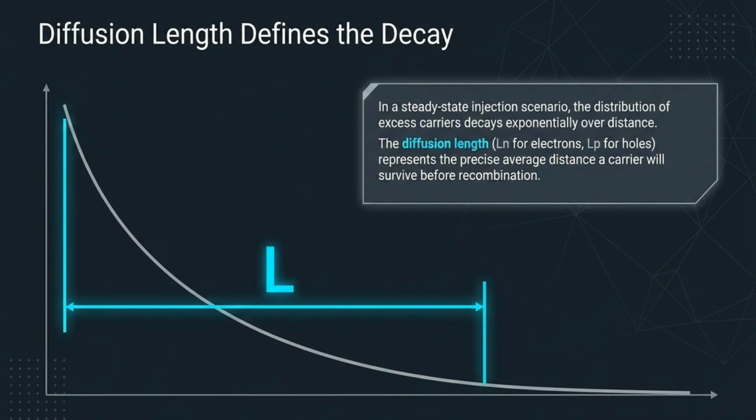Diffusion length defines the decay of excess carriers. In a steady-state scenario, carrier distribution decays exponentially over distance. The diffusion length represents the average distance a carrier will survive before recombination.